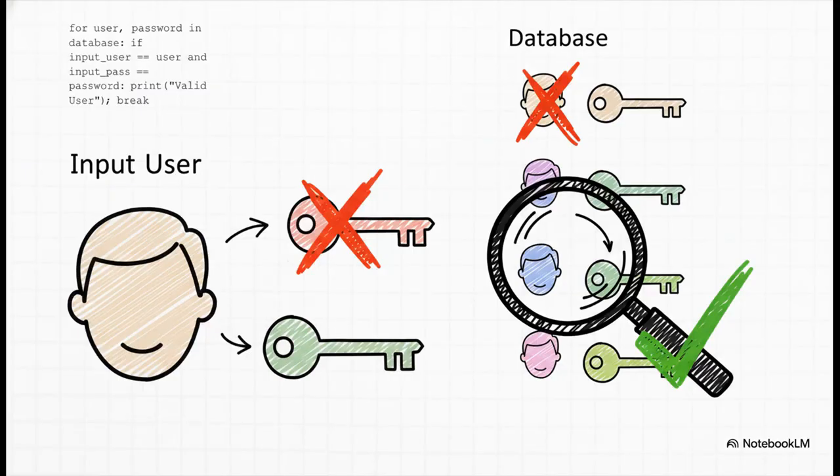All right, now for the check itself. We use our trusty for loop to go through each pair in the database. And inside that loop, a simple if statement does all the work. It asks, does the username match and does the password match? If they both do, it prints valid user and we're done.